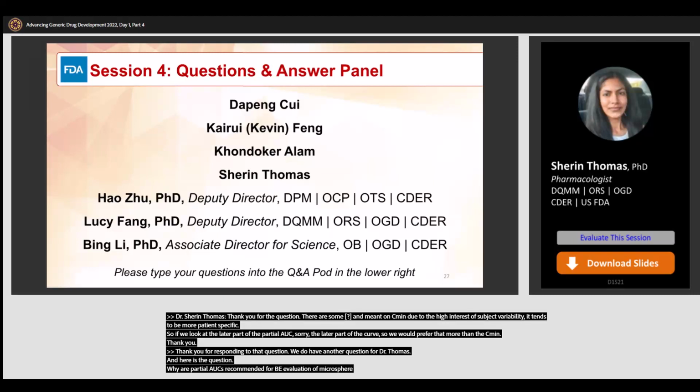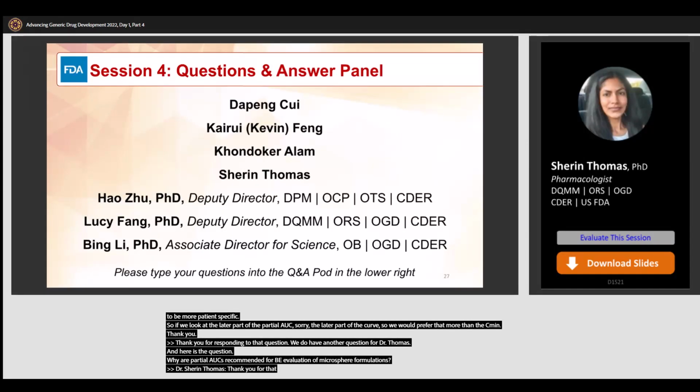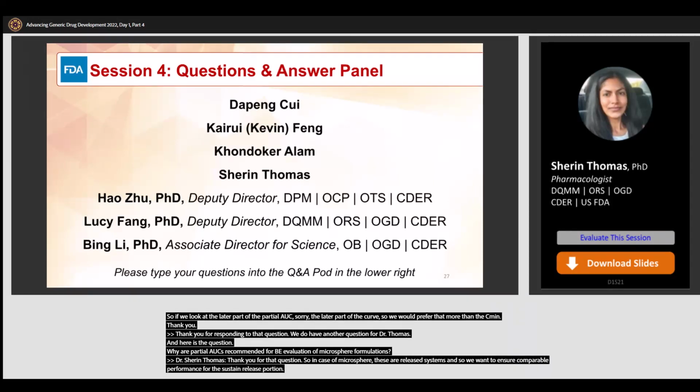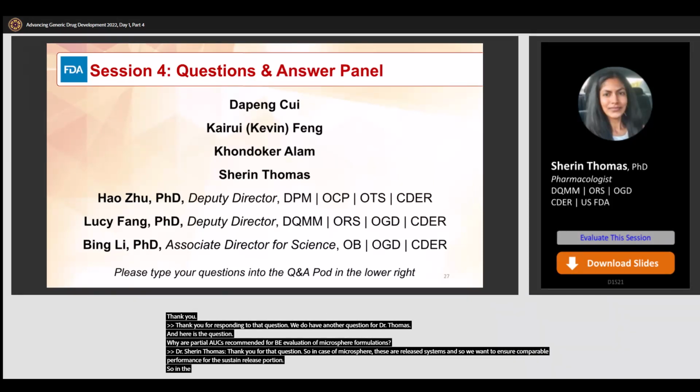Thank you for that question. In case of parenteral microsphere formulation, these are multiphasic release systems. So we want to ensure comparable performance for the sustained release portion. In the example of leuprolide acetate, you can see that the PK shows a high burst, which is followed by a sustained release. And this high burst constitutes a significant portion of the AUC.